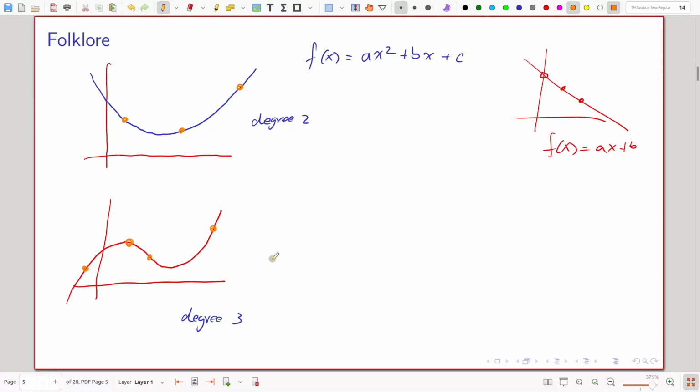Now you can generalize, right? If you have degree 5, how many points do you need? You need 6 points. So if you have a polynomial of degree d, you need d plus 1 points to recover it.